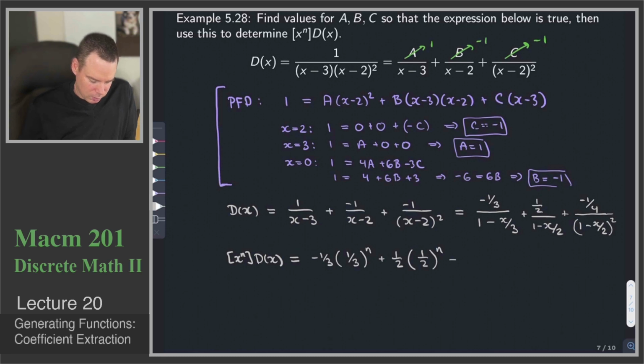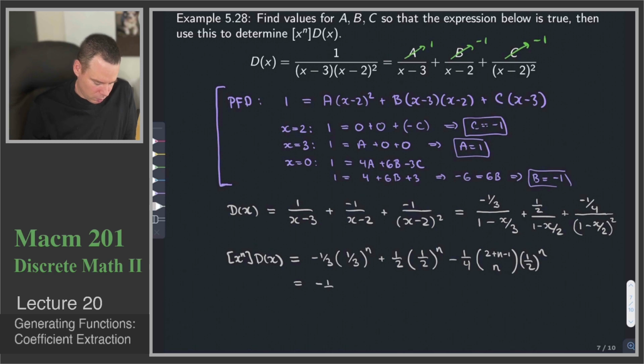And then the next one is I get a -1/4. What's our coefficient of x to the n? Well, this is a 1 over 1 minus x over 2 all squared. Because of the square there, we know a binomial coefficient is going to come up. It's choose n from 2 with repetition. And then we get the 1/2 to the n again from that substitution. And so we've extracted our coefficients.